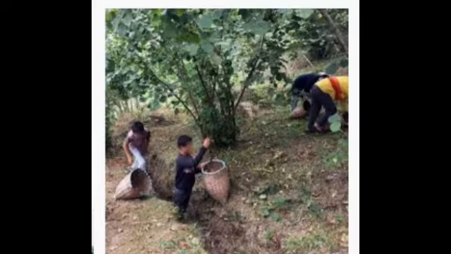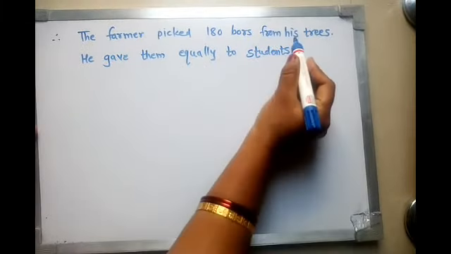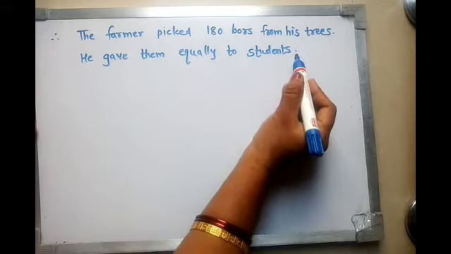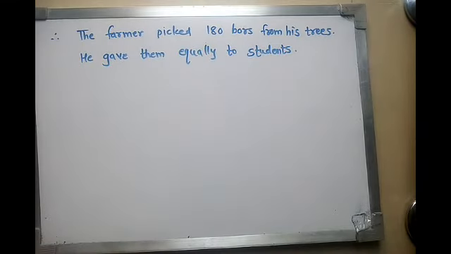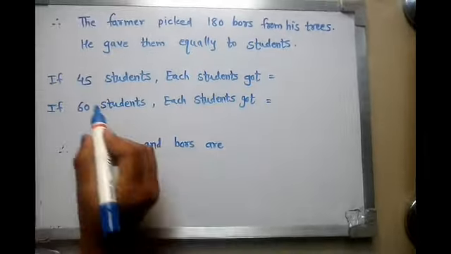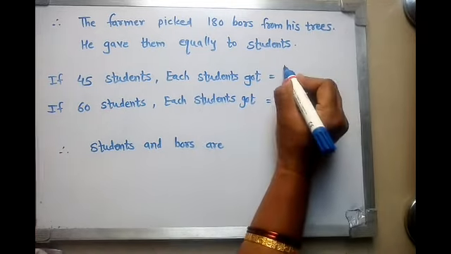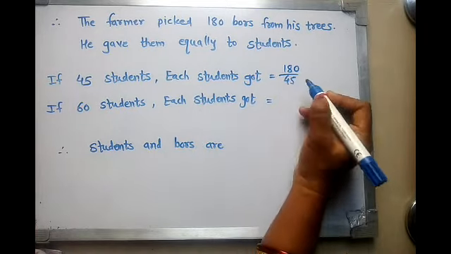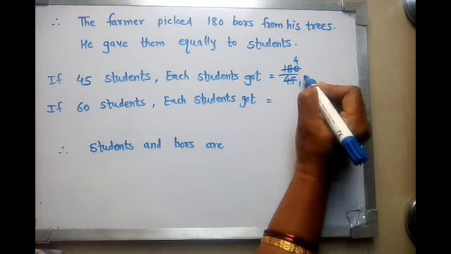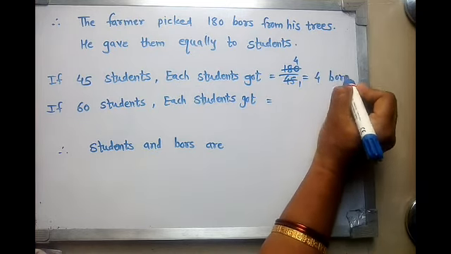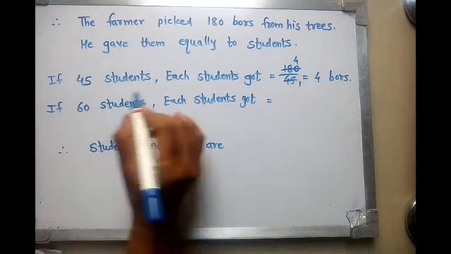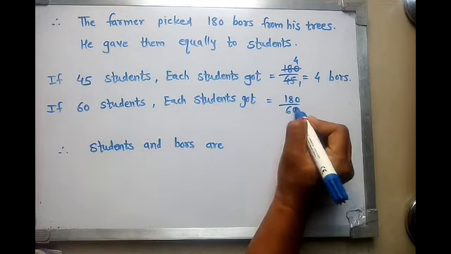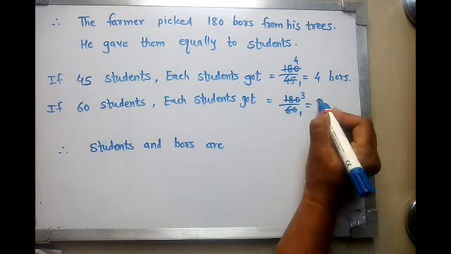The next example is a farmer who picked 180 boars from his trees. He gave them equally to students. If there are 45 students, each student gets 180 upon 45, which is equal to 4 boars. If there are 60 students, each student gets 180 upon 60, which is equal to 3 boars.